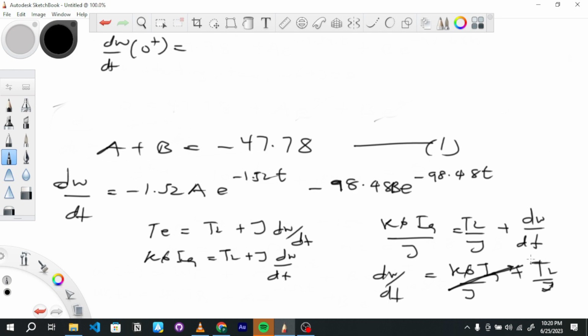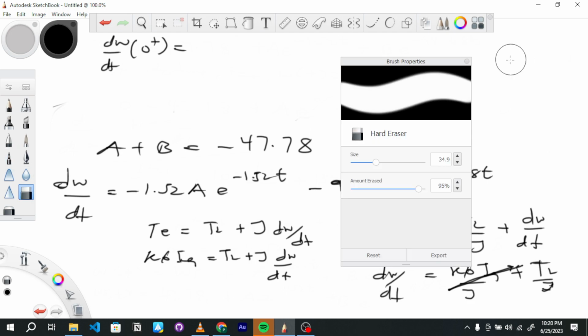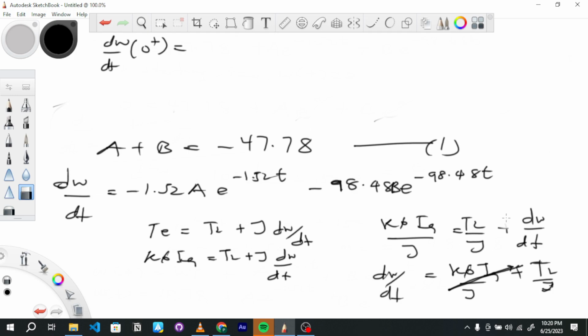Right? Sorry, this is supposed to be minus here because I'll cross it. It's supposed to be minus here. Yes. So I'll be left with minus TL at starting over J.